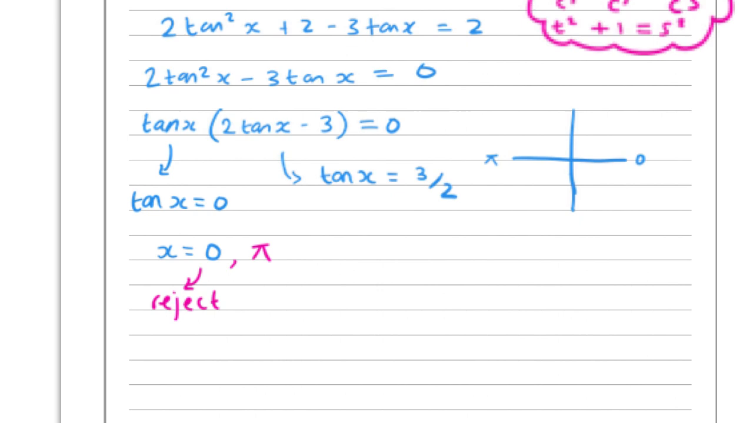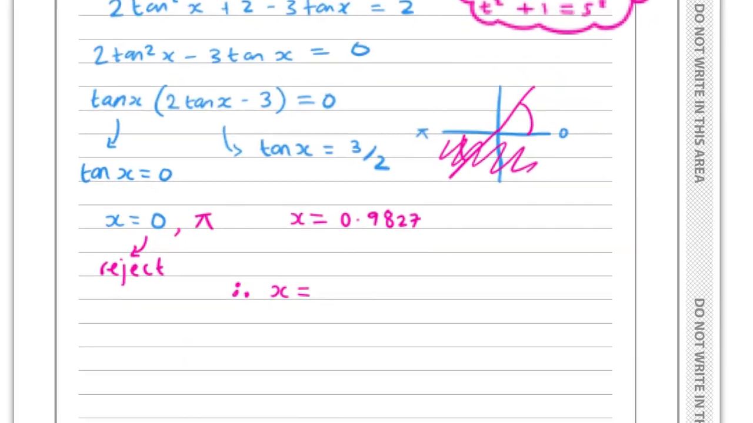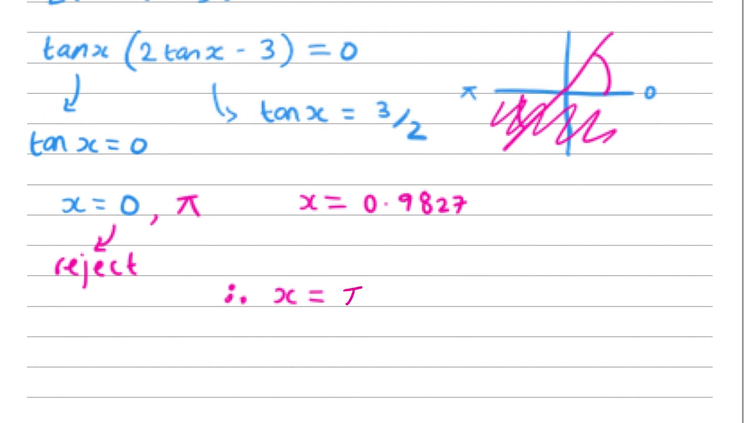Then shift tan of 3 over 2. I'm going to get 0.9827, which is about here. Reflect that down here. This is out of my boundary anyway, so I don't really care about that. Okay, so therefore, x equals, what does it want? 3 significant figures. So we have pi and 0.983. There we go, nice and simple.